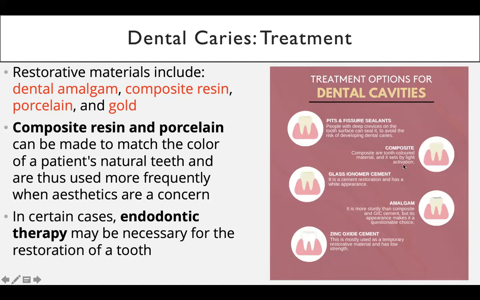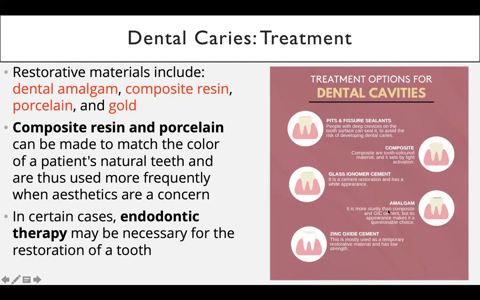And it sets by light activation, exposed to the light. Glass ionomer cement, GIC, is a cement restoration and has a glossy appearance. And then there is amalgam. Usually this is used most of the time. It is more sturdy than composite and GIC cement.